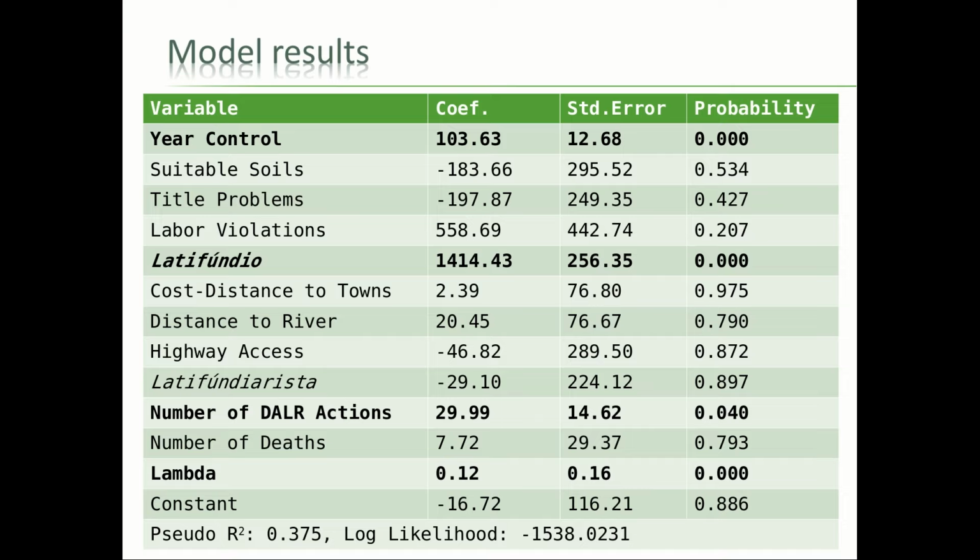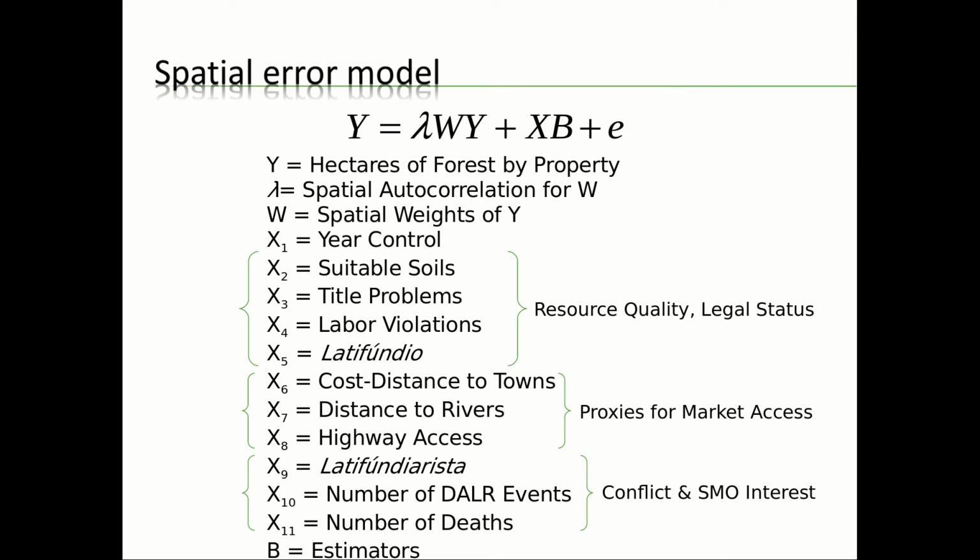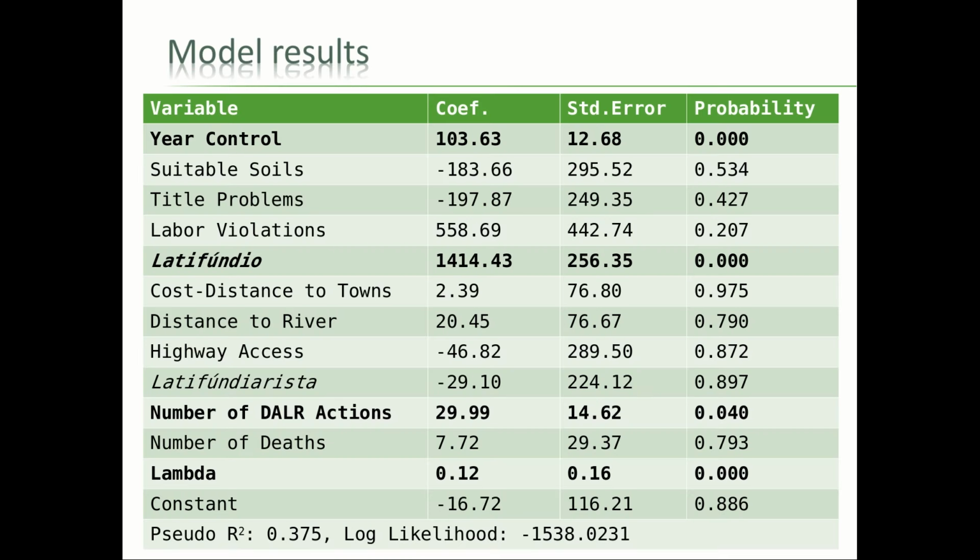The specification is just slightly different. And what we do here is look for statistically significant variables, which would be ones with very low values in the probability column, and then investigate their coefficients. In this case, we're looking at the independent variable, which would be hectares of forest remaining on property.